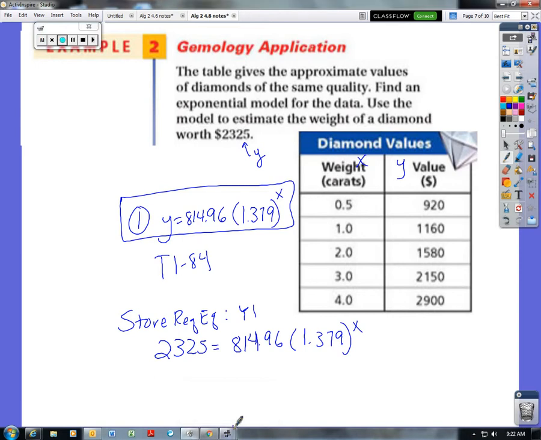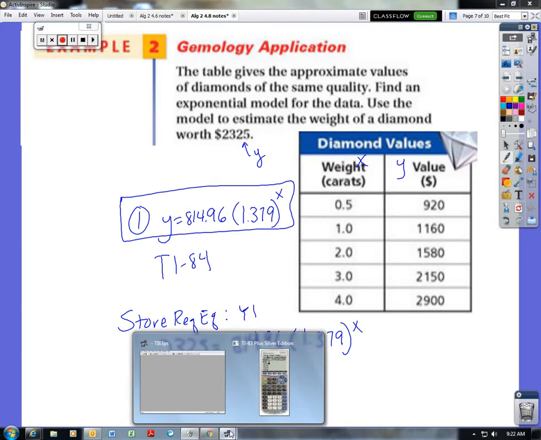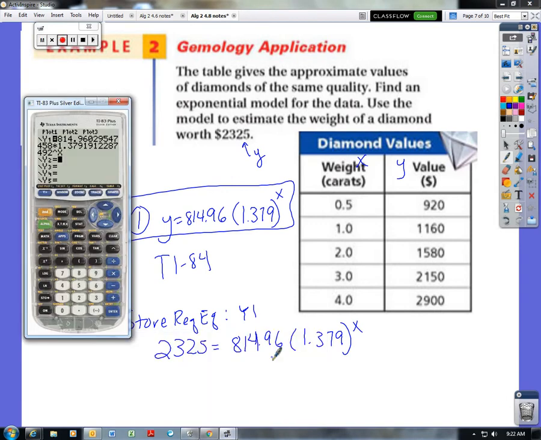Oh, where did you go? Uh-oh, that's not good. Oh, there it is. So in y2, you're going to do 2325. And I think I better set my window, because if I just press graph, I'm not going to see anything. So we can base our window on our table. Our x's go from 0.5 to 4. So I like to see a little bit around it, so I'm going to go -1 up to 6. Give it some room on either side.